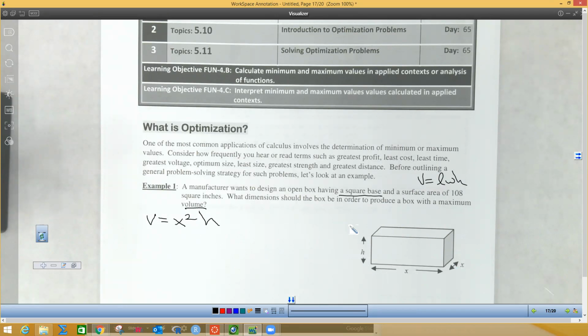The other thing we want is surface area. They say we want a surface area of 108. Surface area, if you don't know, includes the bases. The base down here is a square, which is x squared. Then this side here, to get the lateral area, if you remember this from geometry, is x plus x plus x plus x, which is 4x, times the height.